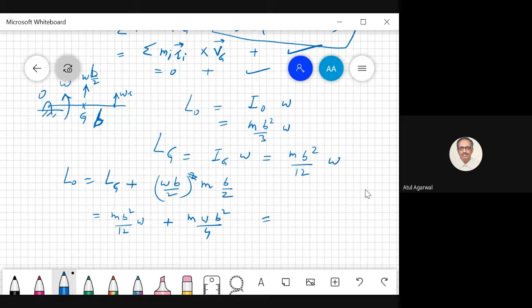This is equal to 1 plus 3 over 12. So you are getting m omega b square by 3. So this is what you expected. You found angular momentum of point O as angular momentum of point G plus m v r, mass into velocity into the radial distance.